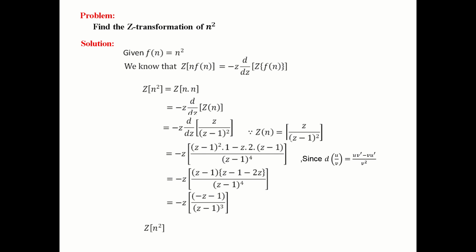So z of n square is equal to, multiplying minus z inside: minus into minus plus, z into z square, so z square. Again minus into minus plus, z into 1, z. So z square plus z, whole divided by z minus 1 whole cube.